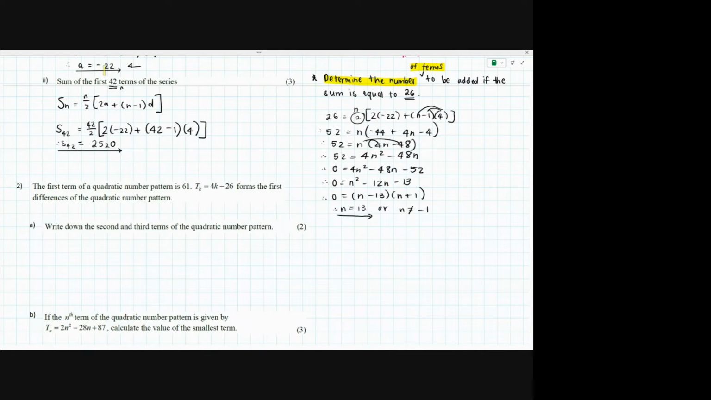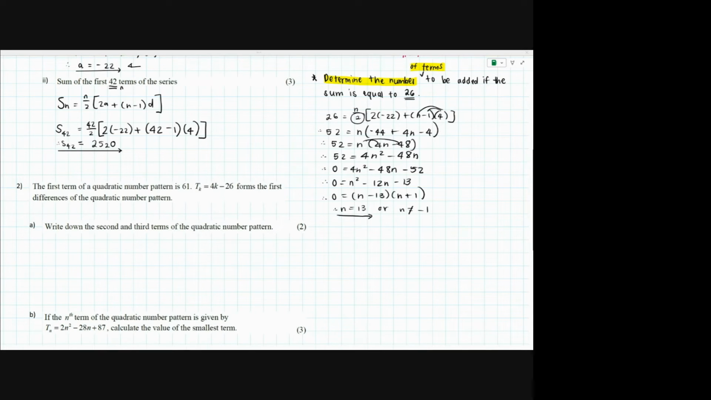So here we go. Here's a quadratic. The first term of a quadratic number pattern is 61. T of k, so the value of the kth term, equals 4k minus 26 forms the first differences of the quadratic pattern. So this is exactly what I've said.